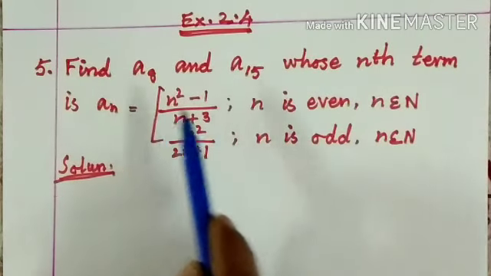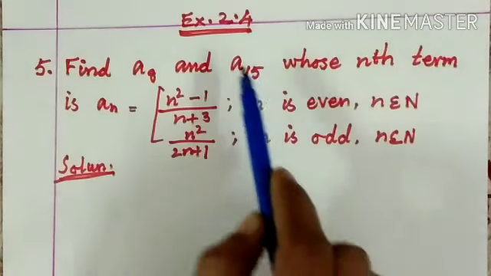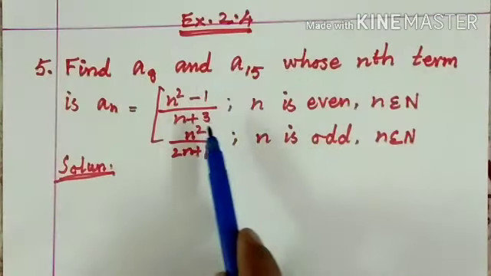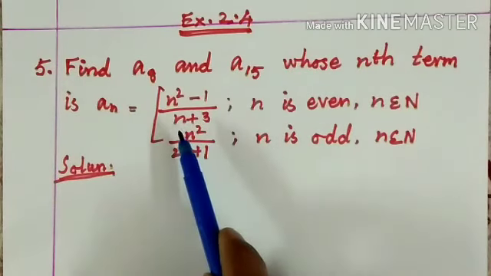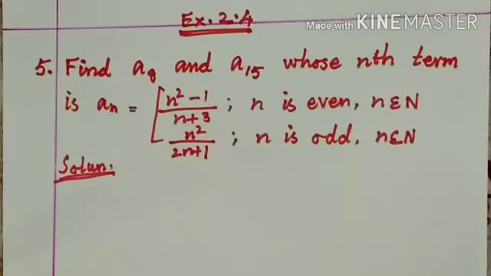A8 is even, so use this general term and find the value of A8. And A15 is odd number, so use this general term to find the value of A15. Let us do the solution.